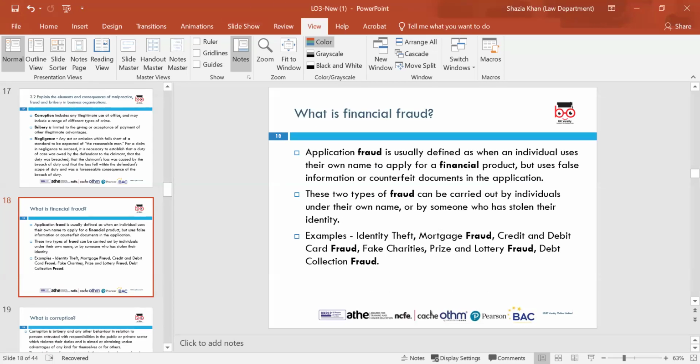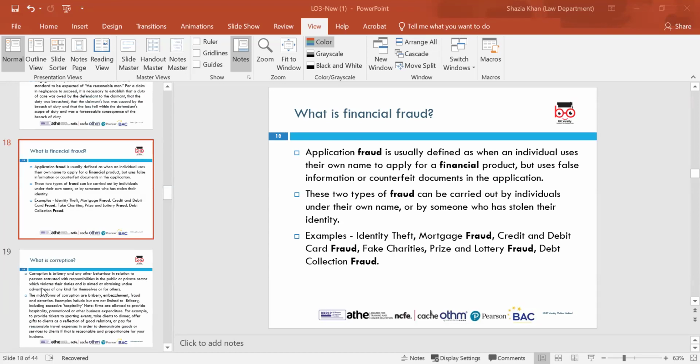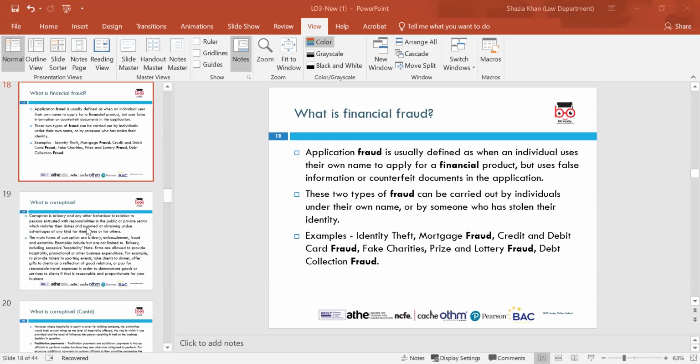When we look at financial crime, it's an important element of the sector itself. Fraud is defined as where an individual uses their own name to apply for a financial product but uses false information. It's depriving someone of their money or capital, or otherwise harming their financial health through deception or misleading. Examples are identity theft, mortgage fraud, corruption, credit and debit fraud, fake charities, fake lotteries and debt collection. So there are elements of that.